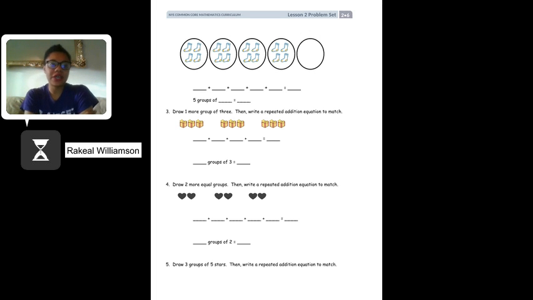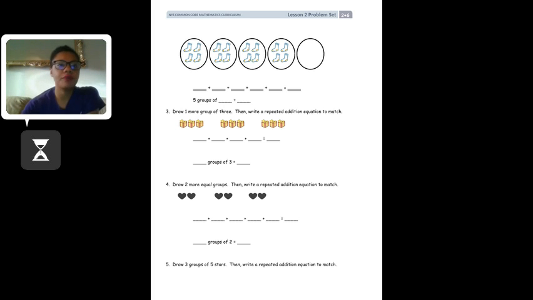Okay, so now it's time for us to move on to number 4. Number 4 tells us, let's draw 2 more equal groups. So now we're going to be adding 2 more equal groups and not just 1 more equal group. And then it says, then write a repeated addition equation. So now I'm going to write a repeated addition equation, same as we've been doing all morning.